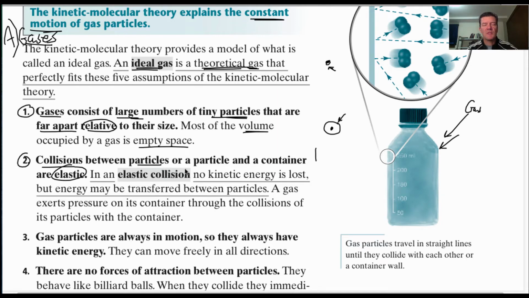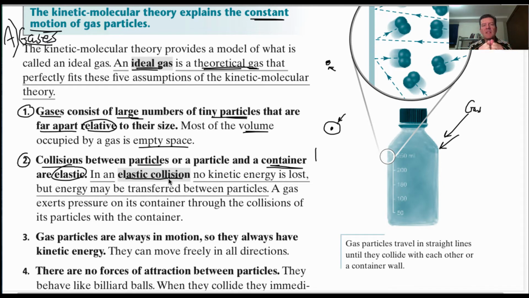Collisions between the particles or even the container wall are going to be elastic. Here's what we mean by that. In an elastic collision, particles bounce off each other and they just continue to go on their way. They ricochet, they bounce off, they go different directions, but they never really connect or bond or hold on to each other, even momentarily. All right?